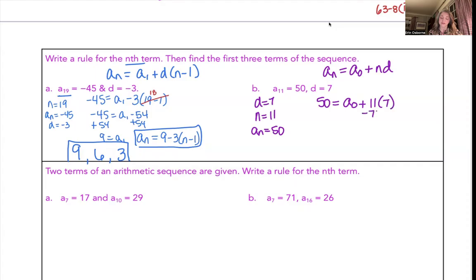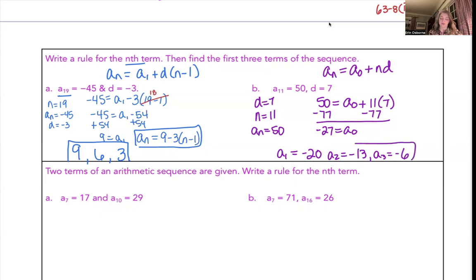That's 77, so subtract it. And you get negative 27 would be the a sub 0 term. But if you have to start writing the first three terms of the sequence, you need a sub 1, which would be adding another 7 to that, which is negative 20. A sub 2, add another 7. And a sub 3, add another 7. That's another way to write the first three terms of the sequence.